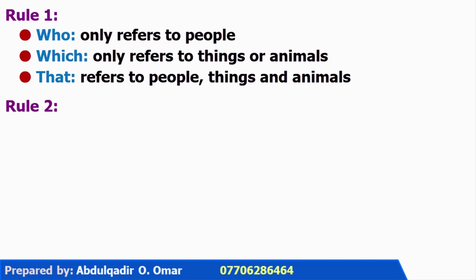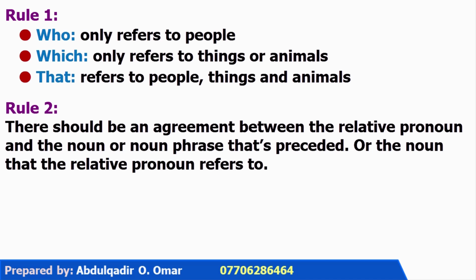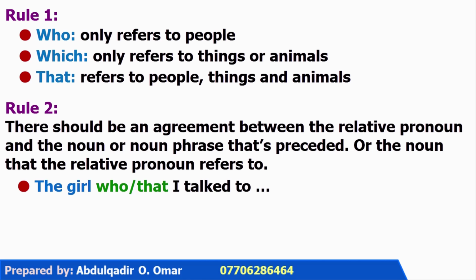Rule number 2, it's about agreement between the relative pronoun and the noun or noun phrase that precedes it, or the noun that the relative pronoun refers to. There should be an agreement between them. For example, in the sentence, the girl which I talked to, there is not an agreement between the word girl and the relative pronoun which. Instead of which, you should use who or that.